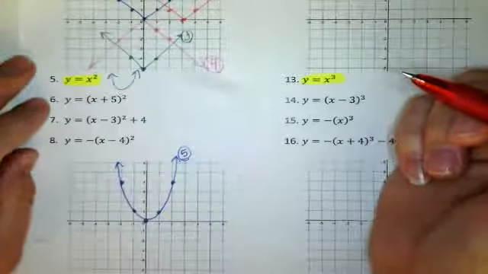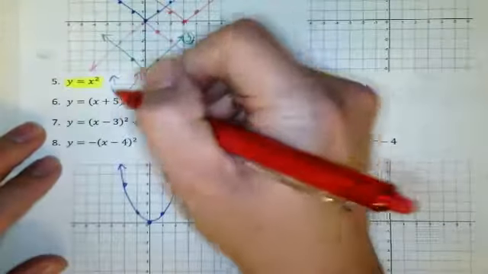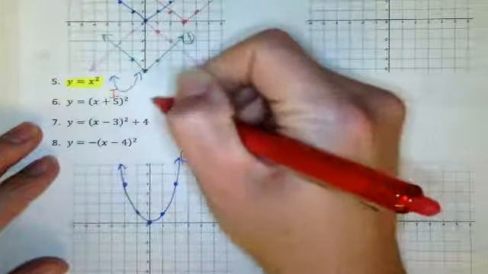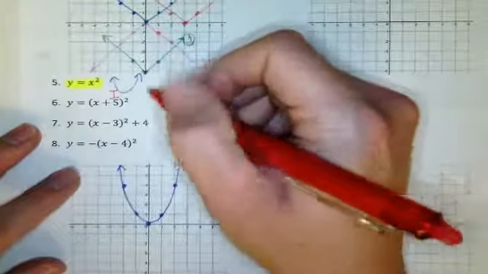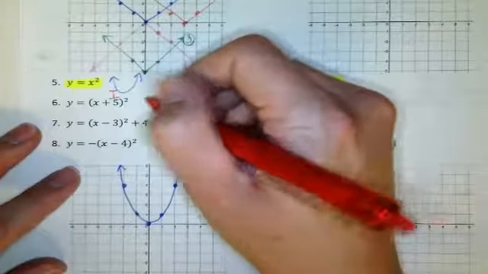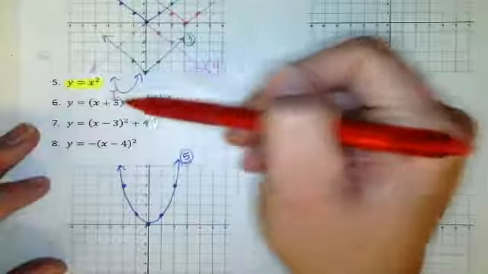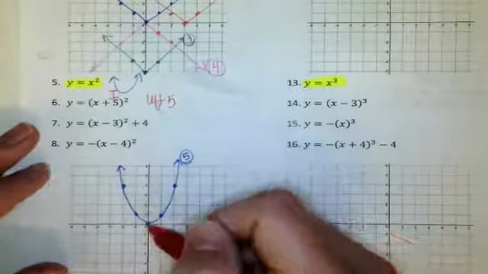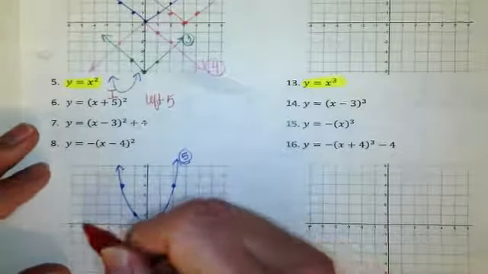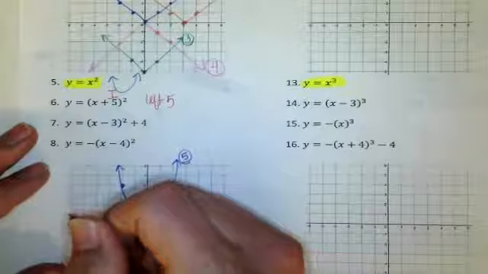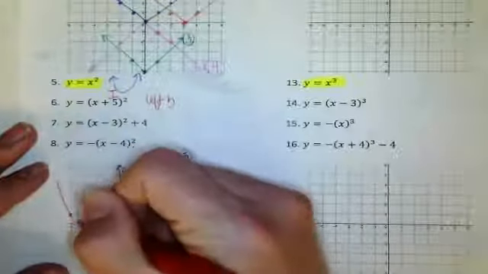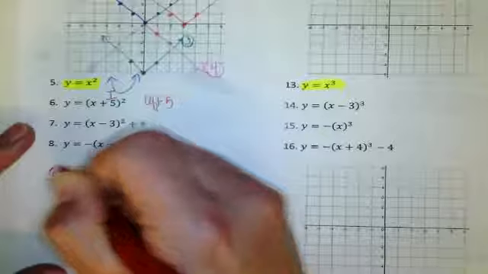All right. Number 6 here. Is the 5 on the inside or the outside? Inside. Does that affect X's or Y's? X's, which means it's going to go left 5 or right 5? Left 5. Remember, everything with X is always sort of opposite. 1, 2, 3, 4, 5 units to the left. And then copy your shape because the shape does not change. It slides left and right.